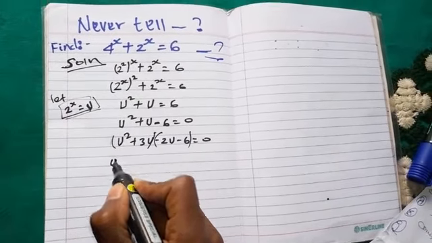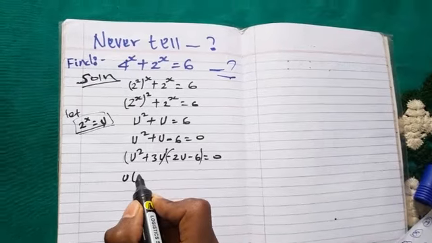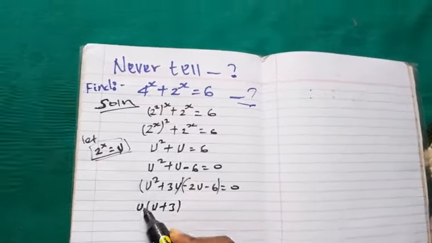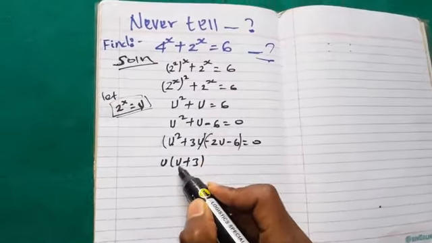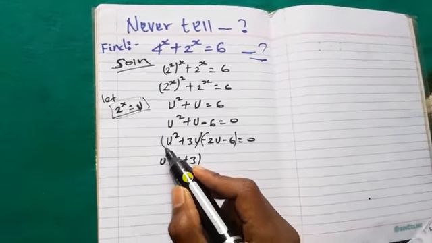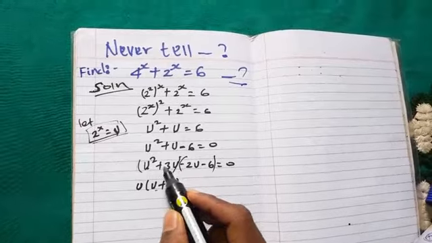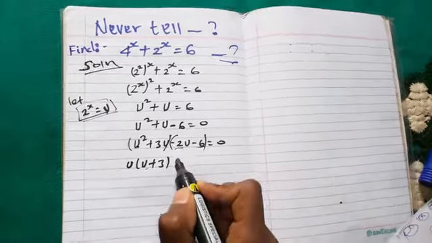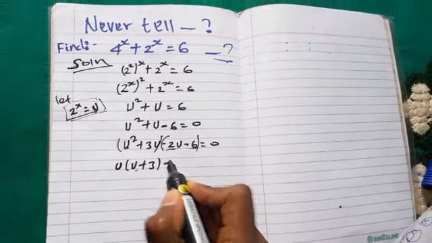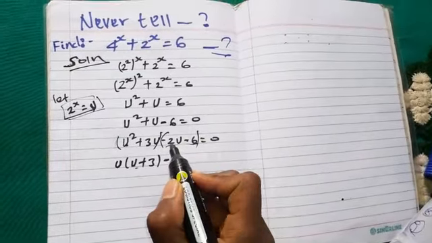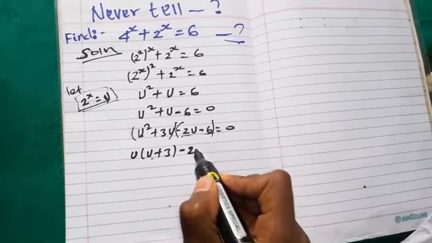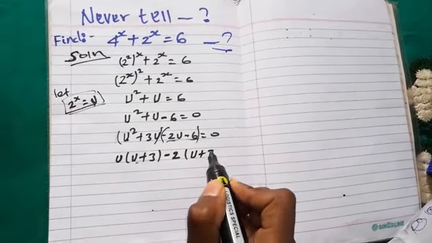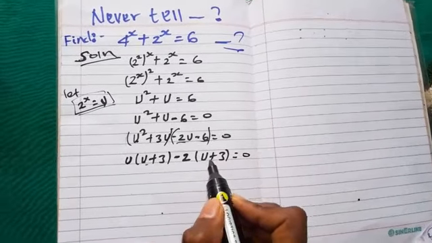Let me take u out of the bracket. Then u plus 3 is left. From the second part, let me take the common factor, minus 2. Then u plus 3 is left, equal to 0.